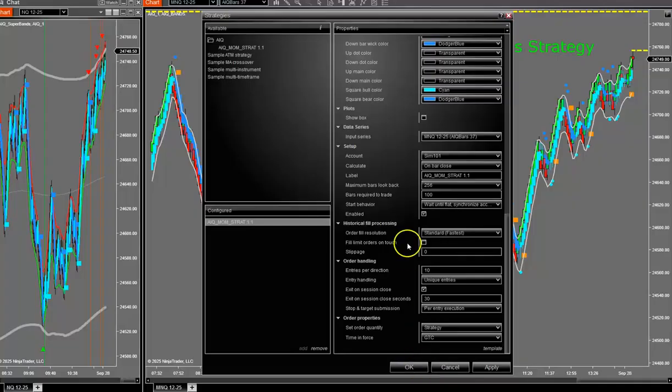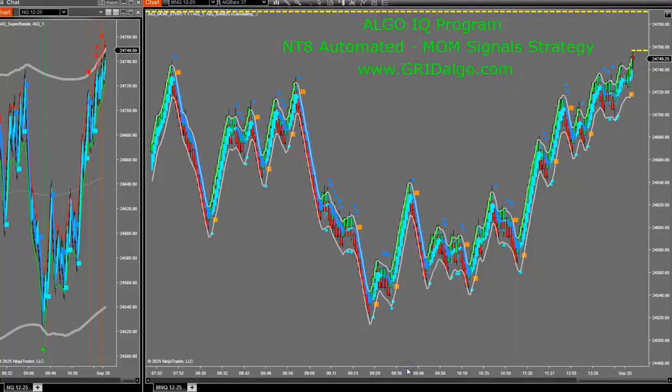So I'll hit OK. I've enabled the strategy, and now the strategy is going to load. We'll let it load. It's calculating. And voila, the strategy is on. Here's what I can do with the features.